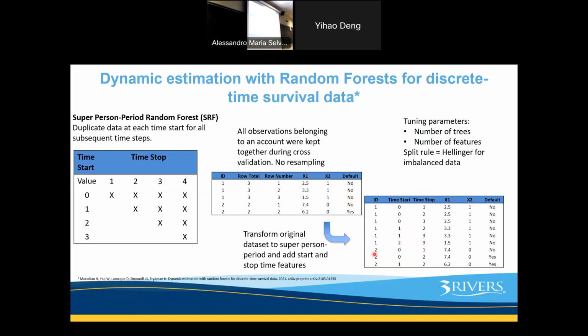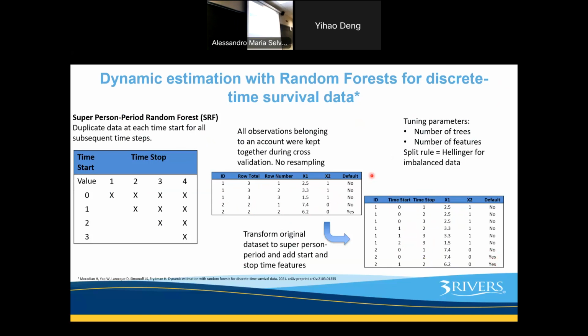And then with ID2, they defaulted on the second time step. Their second row was the second time step. So any time stops that end with 2, we also want to mark those as default. So this is essentially a survival model of discrete time where we're measuring starting from 0 to time t. We're using the feature values at that time start to predict whether to default or not at that time stop. And this will greatly expand the size of the data set.